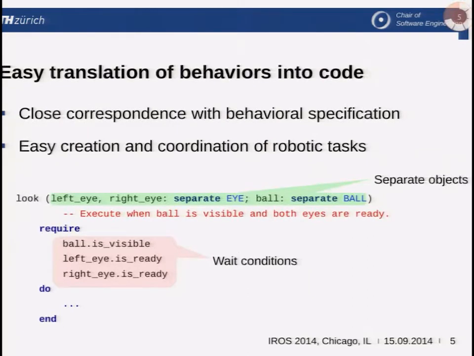So if you have a quick look at a simple example, let's say you'd like to implement a method called look, which uses three separate objects, a left eye, a right eye, and a ball. One tool of Scoop would be so-called wait conditions, which guarantee that the method is only executed once those wait conditions are fulfilled. Here you can also see the close correspondence with behavioral specification, which allows an easy creation and coordination of robotic tasks.